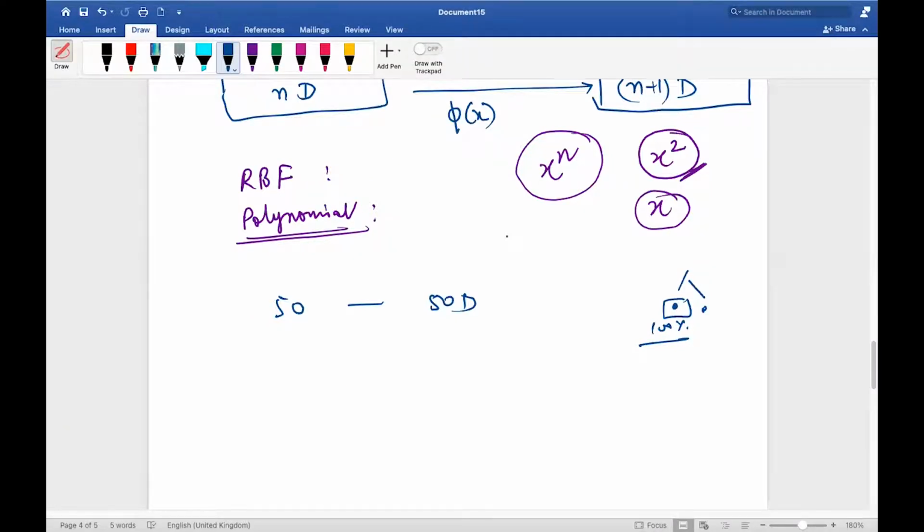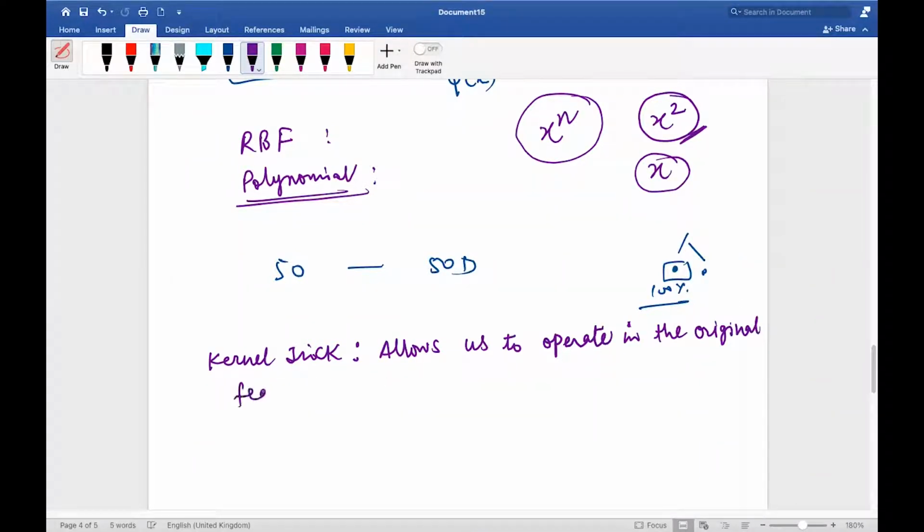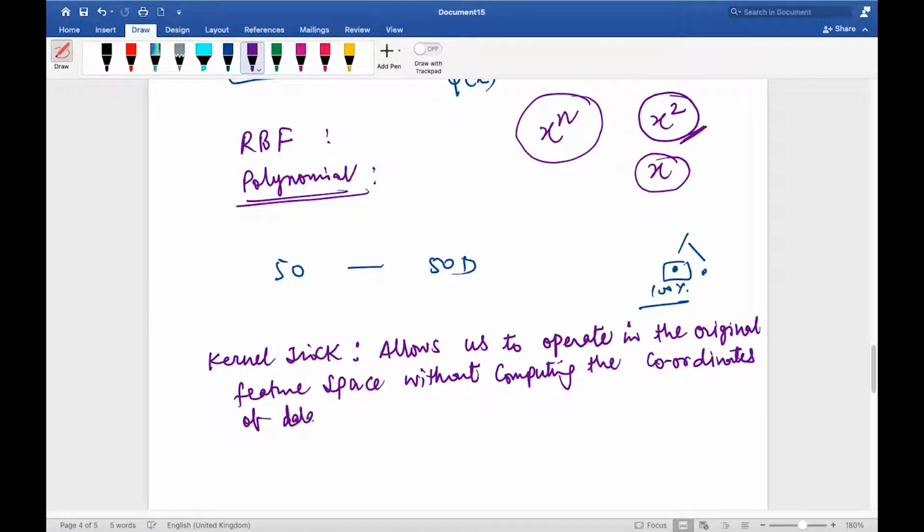Yes. Right? So if I have to now write a line, the kernel trick, the technical line I'm writing, allows us to operate in the original feature space without computing the coordinates of data into higher space. Correct? Understood? Anyone has any confusion?